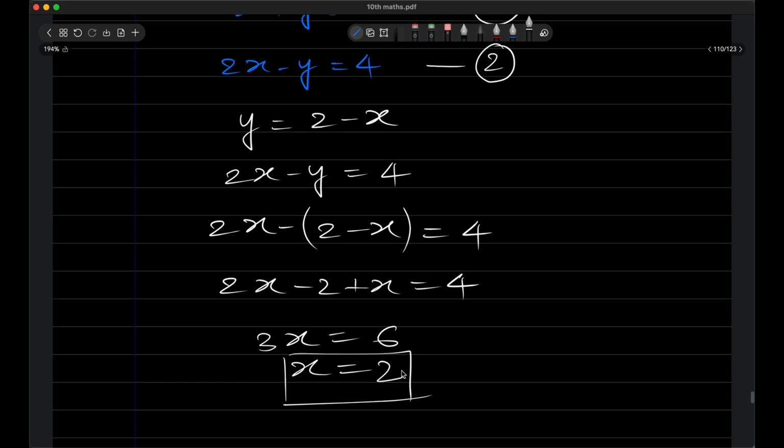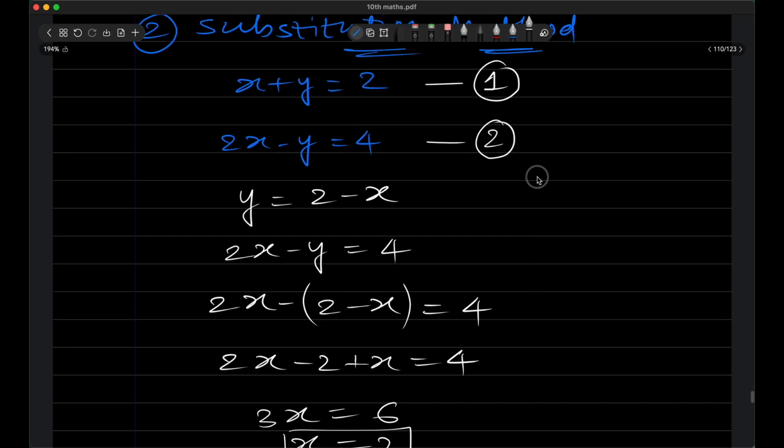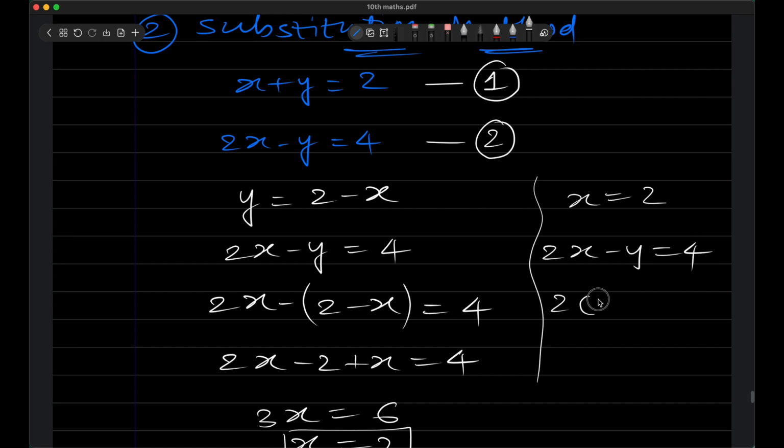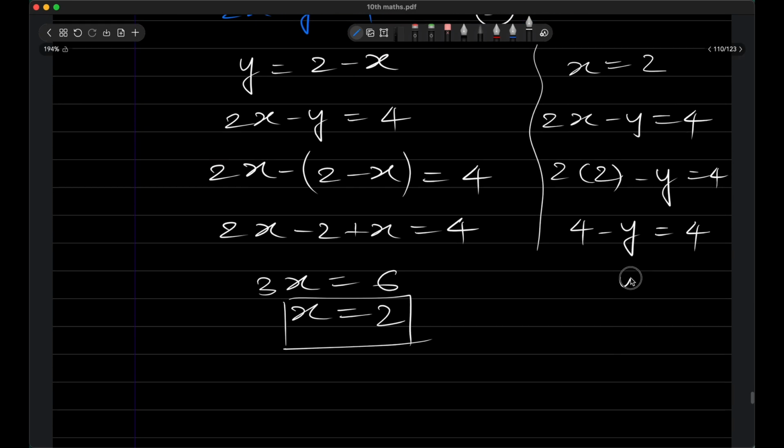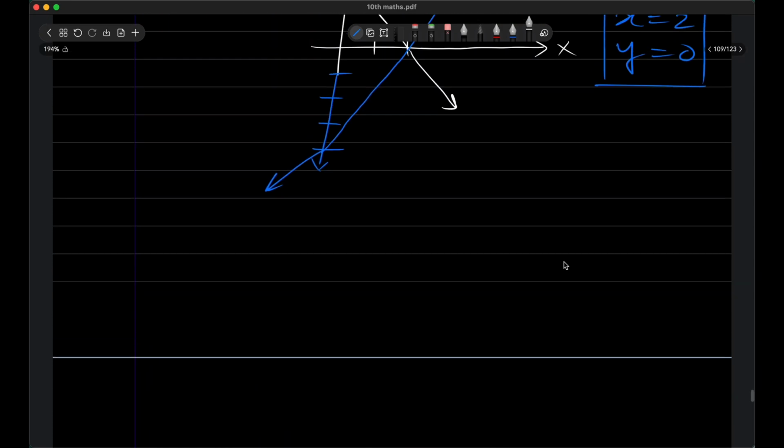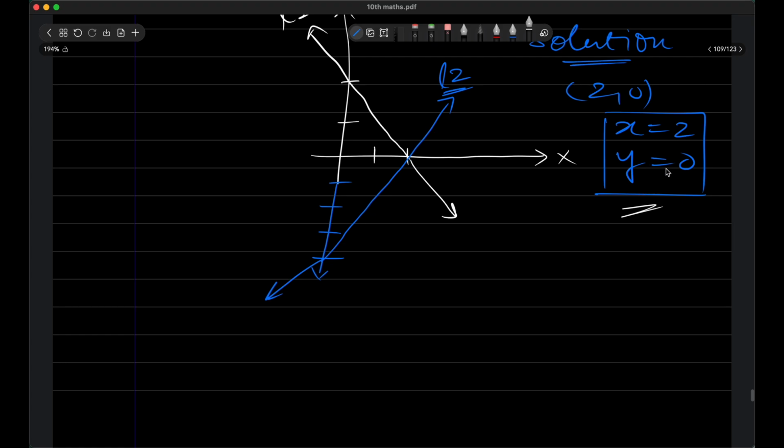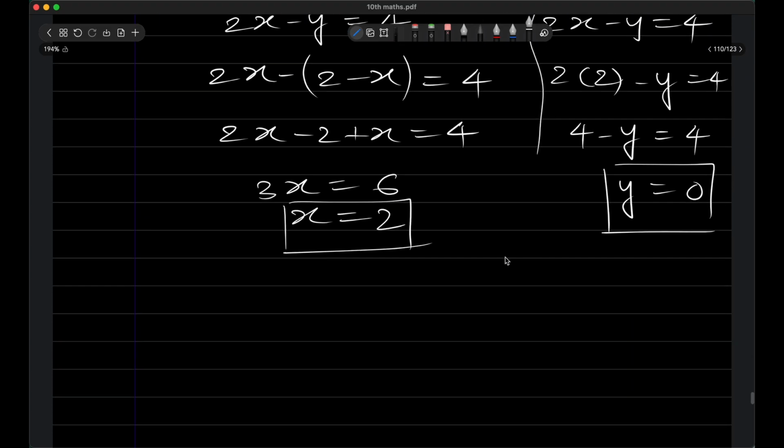We got the value of x. Now put the value of x in any one of the equations. We have x equals 2. Let us put it in the second equation 2x minus y equals 4. We have 2 into 2 minus y equals 4. 2 twos are 4, minus y equals 4. 4 and 4 get cancelled, so the value of y is 0. We got the same solution as in the first method, x equals 2 and y equals 0.